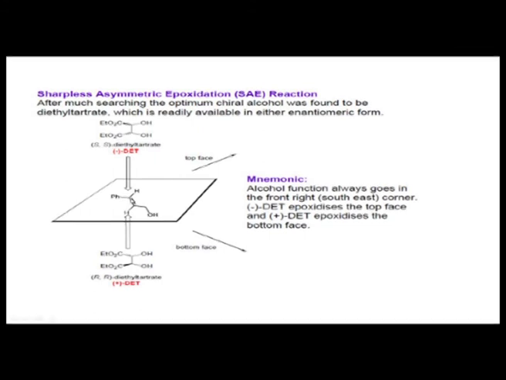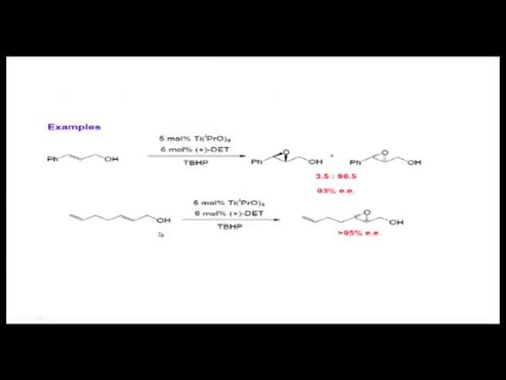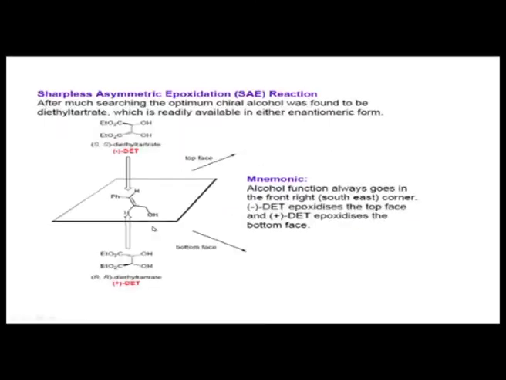See, you have written it with the double bond in this fashion, and these are actually written like that, only slightly inclined. Just remember that you have to write this in this fashion. If it is minus diethyl tartrate, then it comes from the top face, that is the beta epoxide. If it is plus diethyl tartrate, then it gives the alpha epoxide.